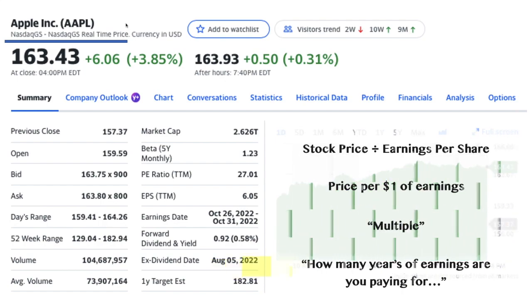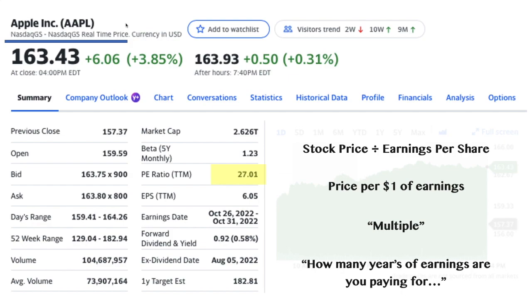The next number I'm going to highlight here is what's called the PE ratio. And this is an important number to help you understand what you're really paying for when you're buying a stock. PE stands for price divided by earnings. It's actually the stock price divided by the earnings per share. But what it really represents is how much you're paying for each $1 of earnings. So one stock might trade at a PE ratio of 27 like Apple, and another one might have a PE ratio of higher or lower, but it's telling you how much am I paying for each dollar of earnings.